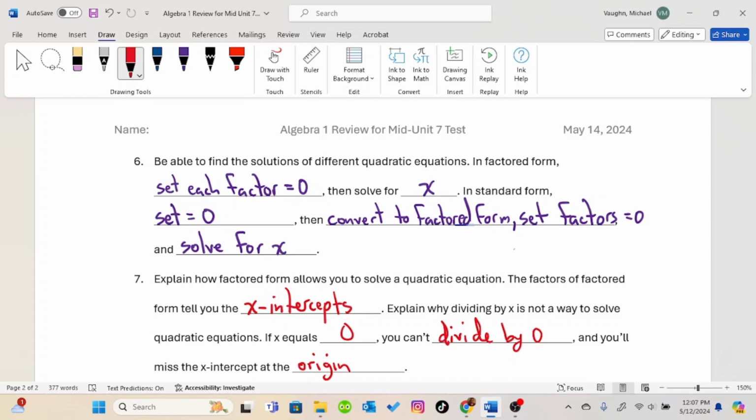If you have any questions about any of the concepts from this study guide, please use class time to ask for further clarification before we take the mid-unit test on Thursday.